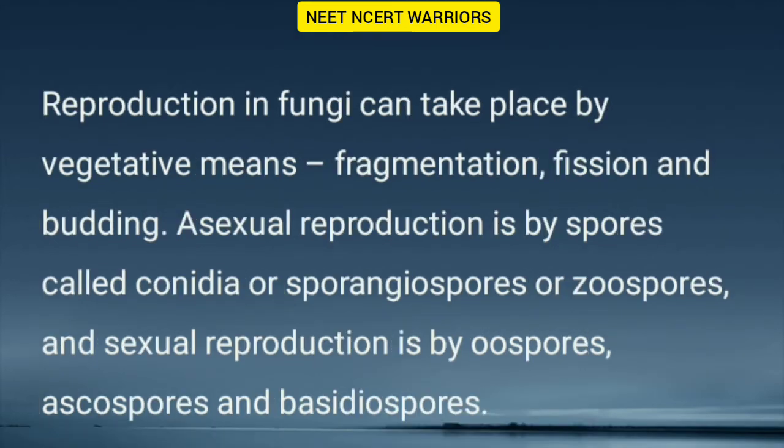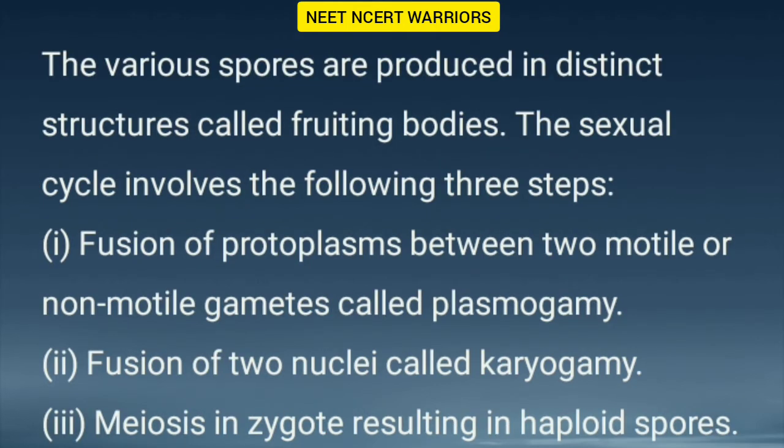Reproduction in fungi can take place by vegetative means, that is fragmentation, fission, and budding. Asexual reproduction is by spores called conidia, sporangiospores or zoospores, and sexual reproduction is by oospores, ascospores, and basidiospores. The various spores are produced in distinct structures called fruiting bodies.